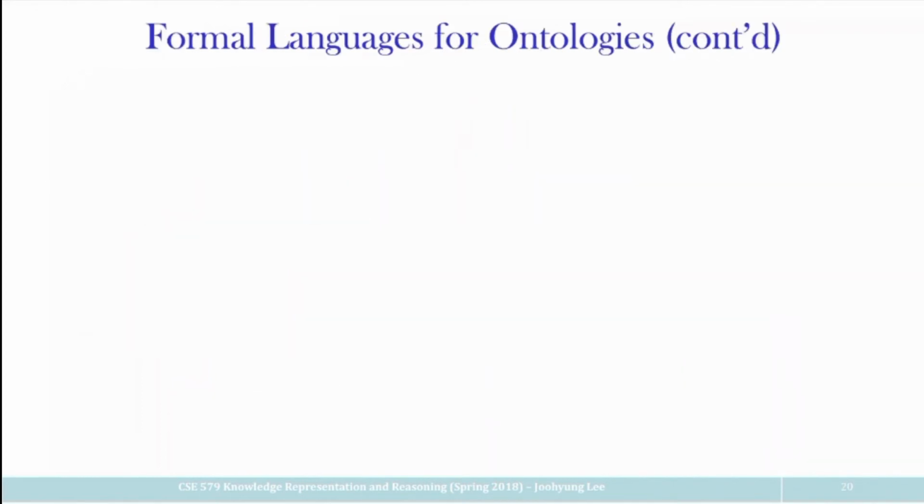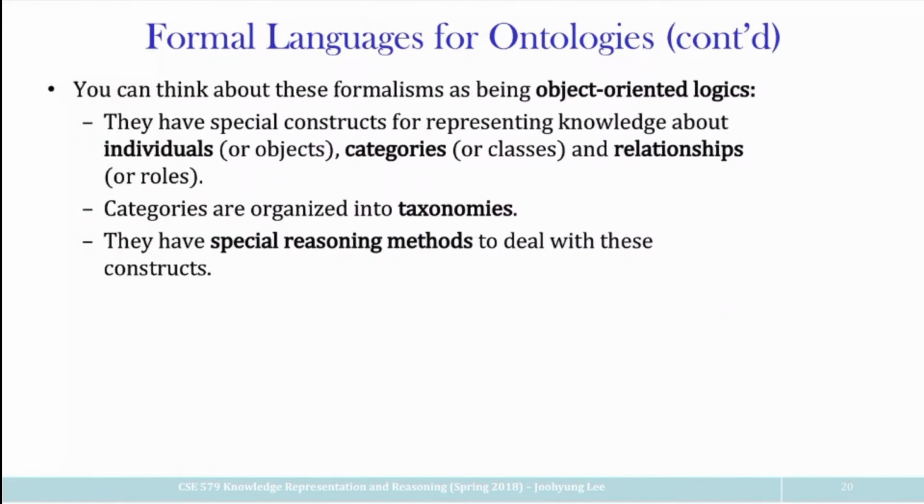Okay. All right. So, what are the actual main ingredients in an ontology? Well, basically, we are talking about something like object-oriented programming, where you have individuals, categories, classes, and relations.